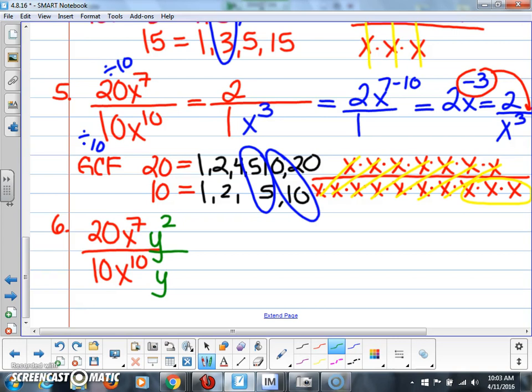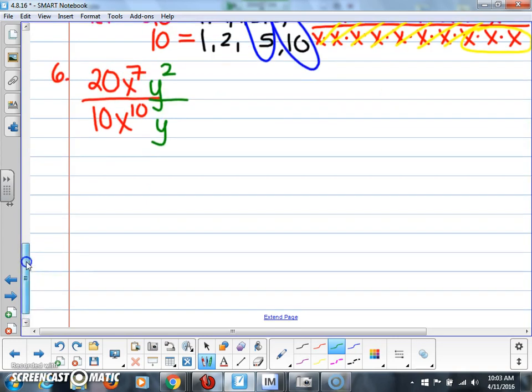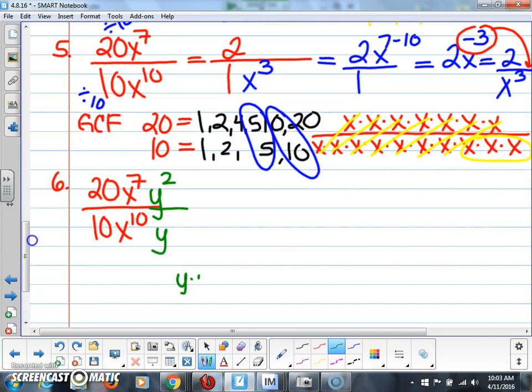What am I left with? Okay, so now you have 2 y's in the top divided by 1 y at the bottom. They cancel, and how many y's are you left with? 1. So we already know, according to our previous column, that we have 2 over x cubed. And where do I put my y? In the numerator or the denominator? In the numerator. That will be your final answer.